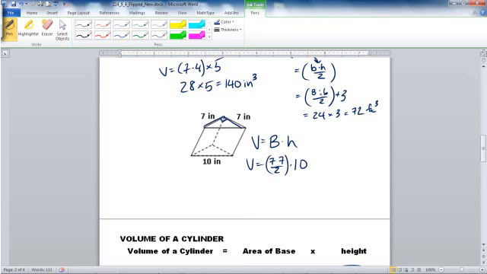Now up here, if I look at this one, 8 times 6 is 48, 48 divided by 2 is 24. That was nice. 7 times 7 is 49. 49 divided by 2 is not so nice. But remember, you can also cancel. 2 goes into 10 5 times. So now I end up with 7 times 7 times that 5, which is 245 inches cubed. That was the volume of a prism.